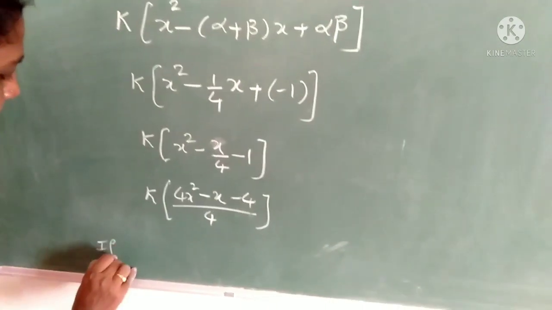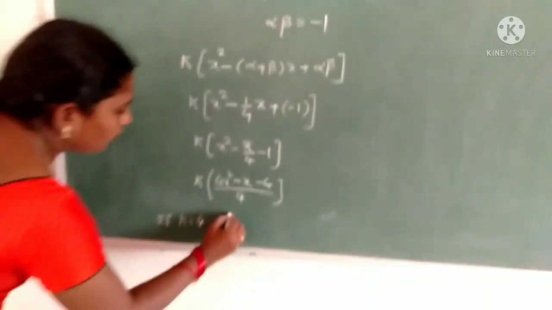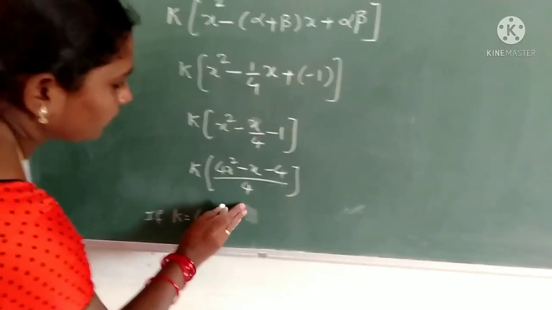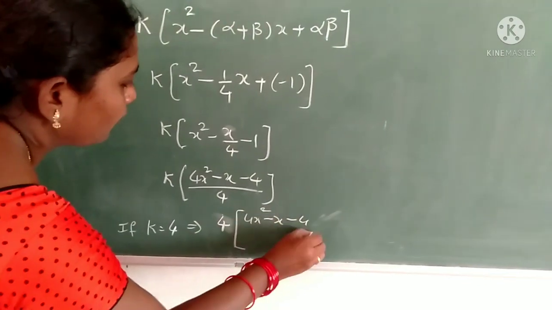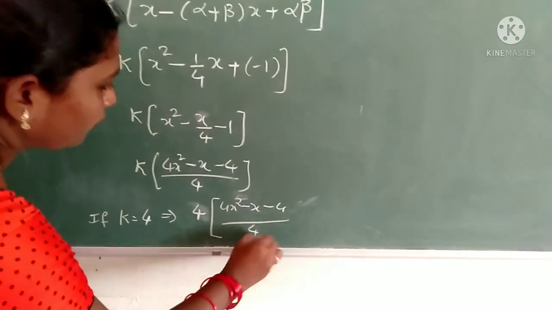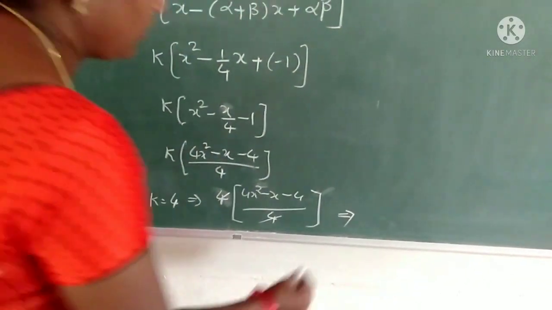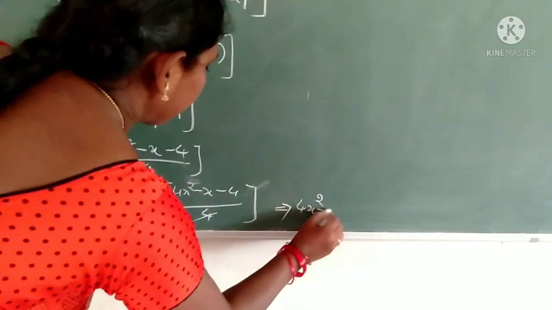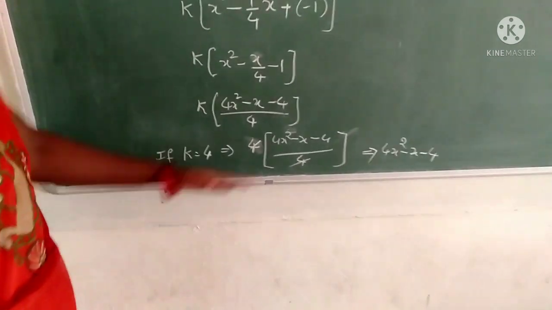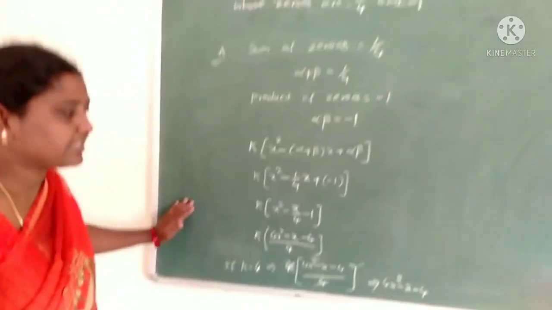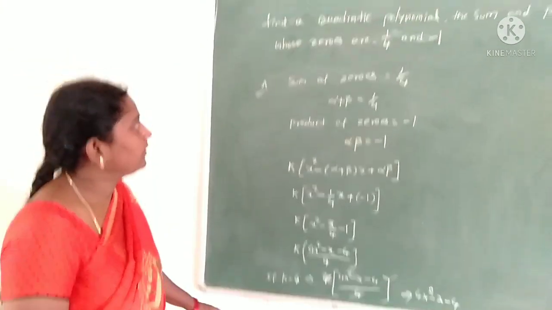If k equal to 4, then 4x square minus x minus 4 by 4. Cancel the 4. The remaining quadratic polynomial 4x square minus x minus 4 is the required quadratic polynomial. So 4x square minus x minus 4 is the required quadratic polynomial.